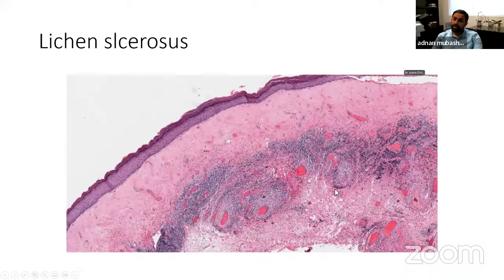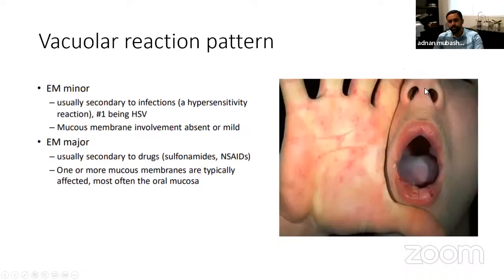This is another entity with lichenoid inflammation, lichen sclerosus. Here, the only difference is you have sclerotic papillary dermis. Basically, this inflammation started at the top, at the dermal epidermal junction, and then slowly over time, that inflammation is pushed down, and the papillary dermis becomes more sclerosed, hence the name lichen sclerosus. So that was the lichenoid pattern of interface dermatitis.